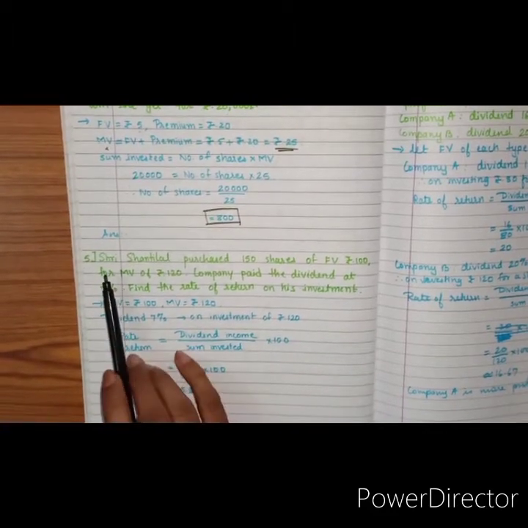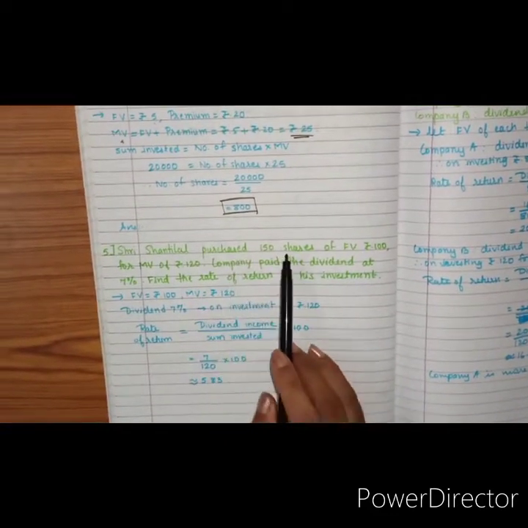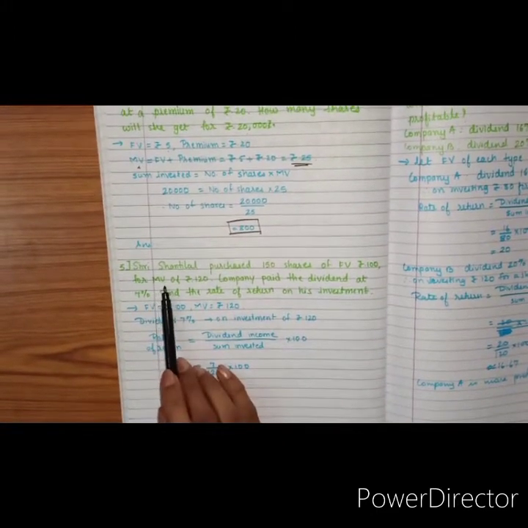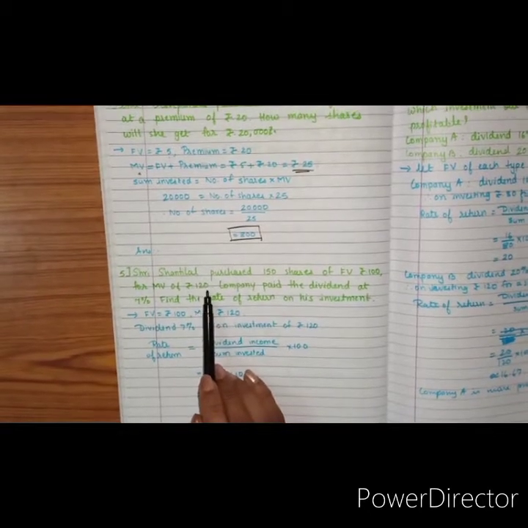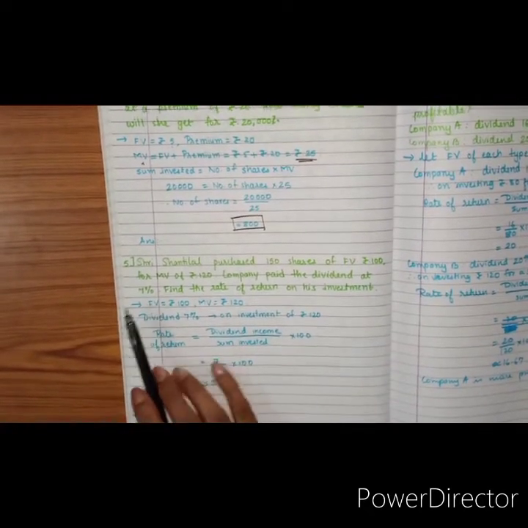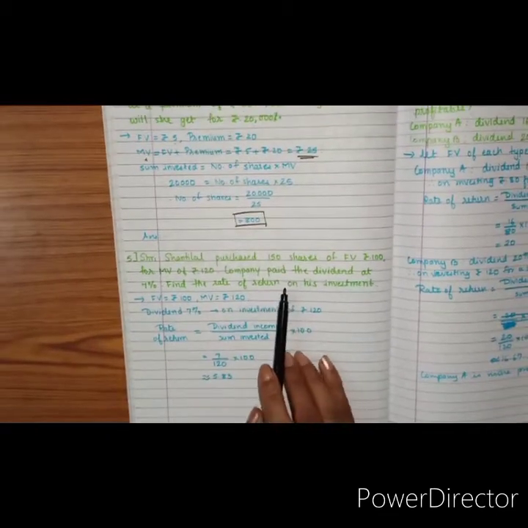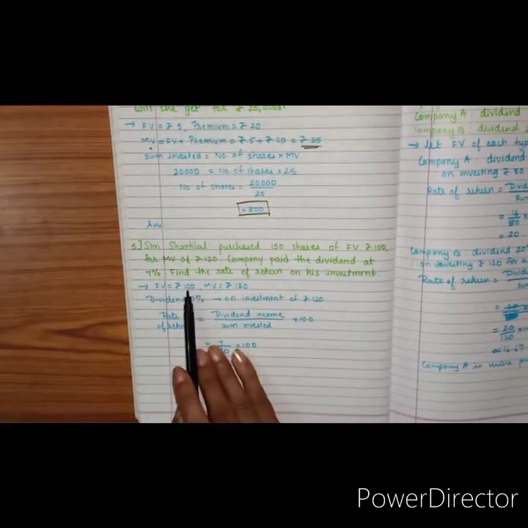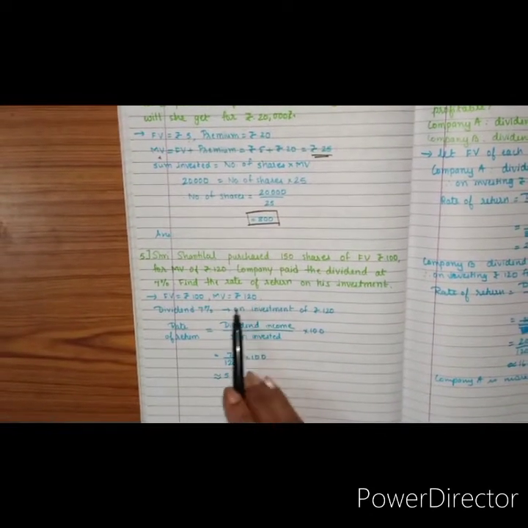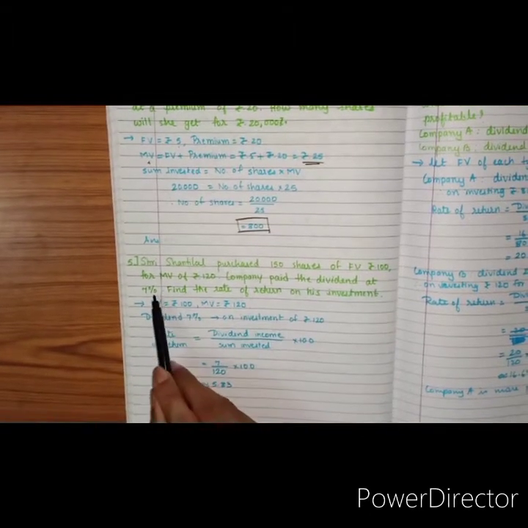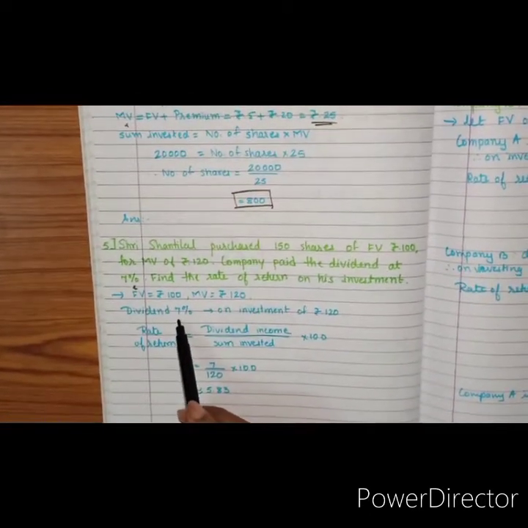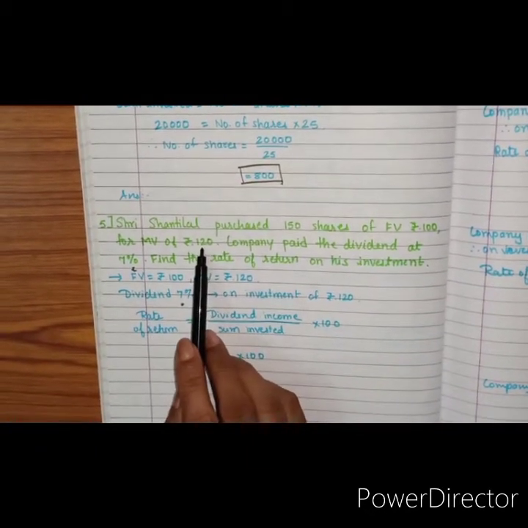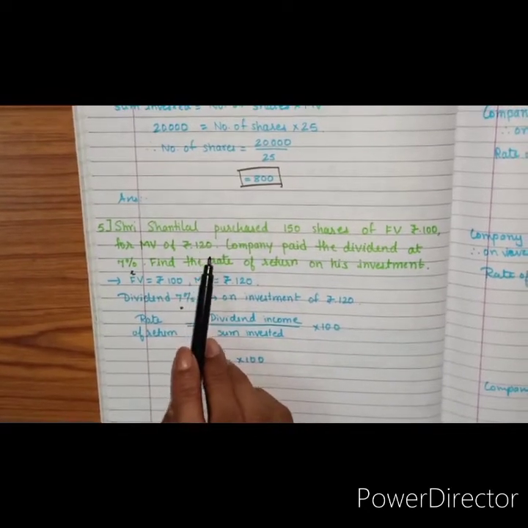Let us see fifth example. Shri Shantilar purchased 150 shares of face value rupees 100 for market value of rupees 120. Company paid the dividend at 7%. Find the rate of return on his investment. Very easy example. Face value is already given. Market value is also given. And the rate at which the dividend is given, that is 7%. And on what investment is it? Of 120 because he has purchased for market value of 120.